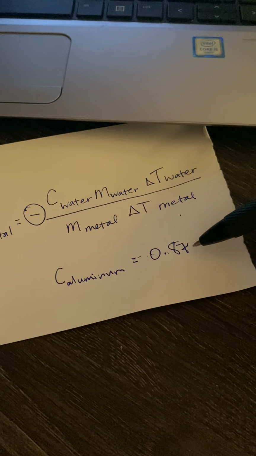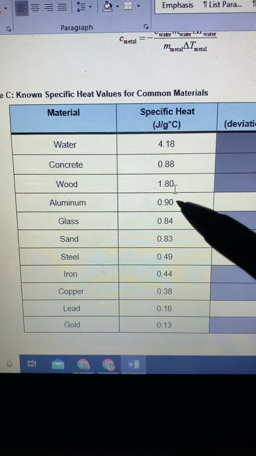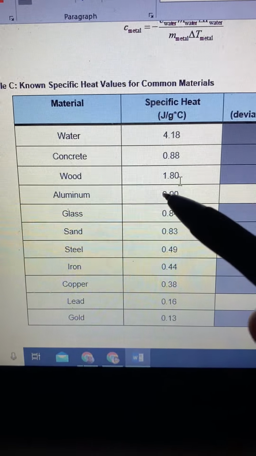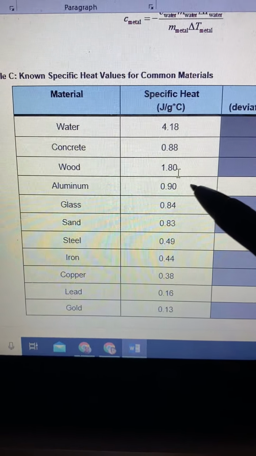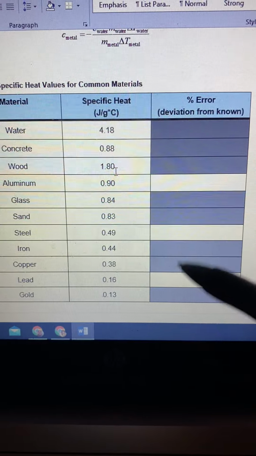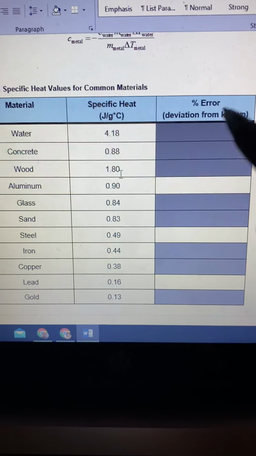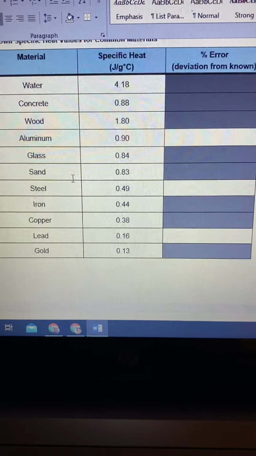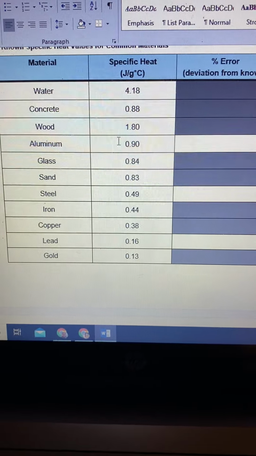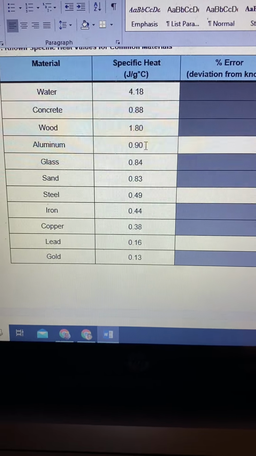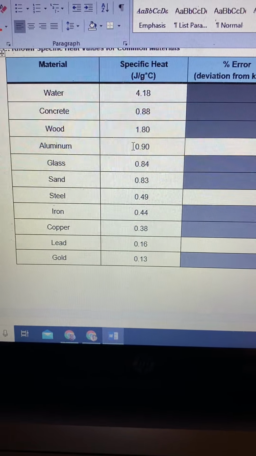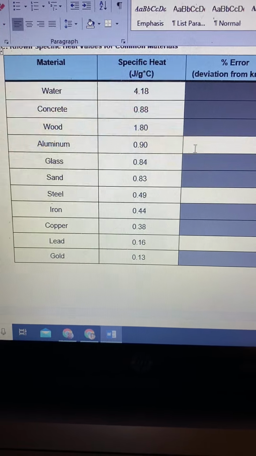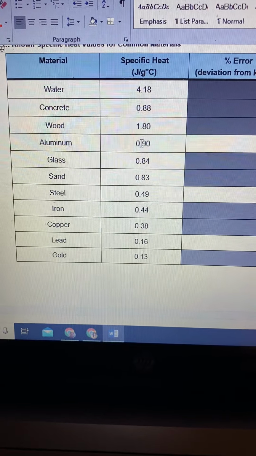Now, I just made this number up, but let's say that is what I got from my calculation. Well, my calculated amount is 0.87, but when I look at the reference chart, it says the specific heat of aluminum is 0.90. It's close, but it's not exactly the same, right? So in these 3 boxes in this column, I'm going to calculate the percent error. So how much does my calculated value for the specific heat of aluminum differ from the actual?